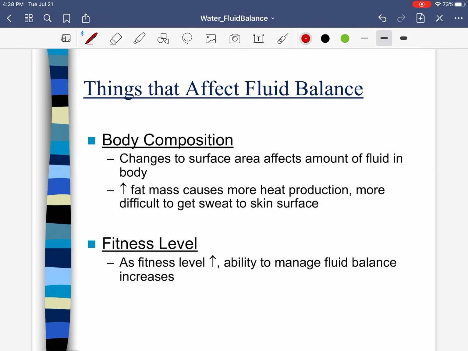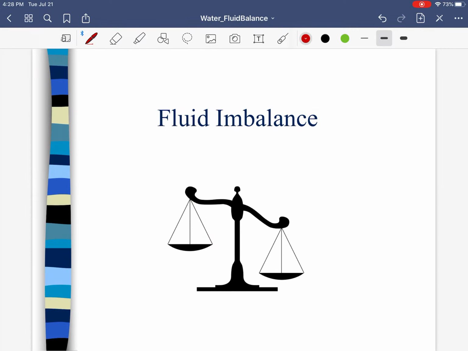Okay, body composition. I'm not going to ask you anything in terms of this right now. We'll talk about it more next chapter. Fitness level, I'm not going to talk about this now either. But if you want to know fitness, as you get more fit, you'll be better able to replenish your fluids. So you won't need as much sweat to be able to maintain the right body temperature. But don't worry about those two for now. Okay, I'm going to stop there, and then we'll pick this up in the next video.